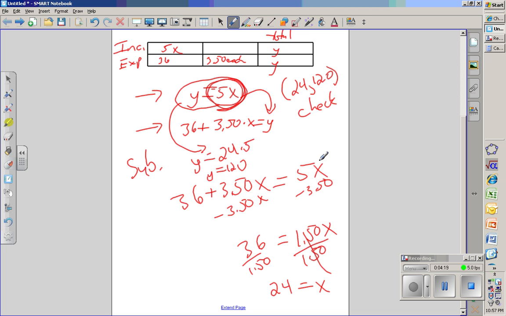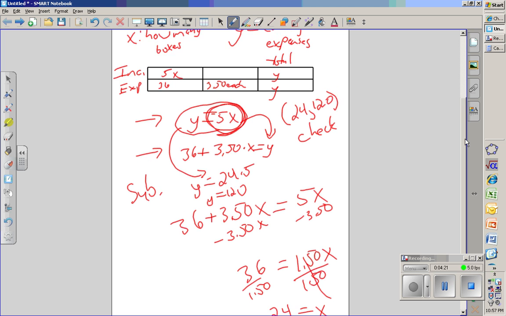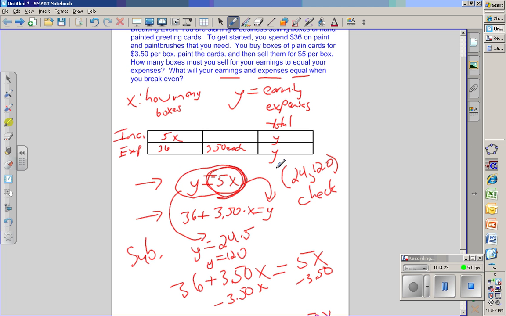And what does that stand for? Well, x stands for, I don't remember, so I need to scroll back up and look. X stands for how many boxes, so I bought 24 boxes, and y is when my earnings equal expenses. So after I make $120, I'll be able to cover all of my expenses, which add up to be $120. So the first $120 I make just goes to cover my expenses. So I've earned it, but it covers my expenses.